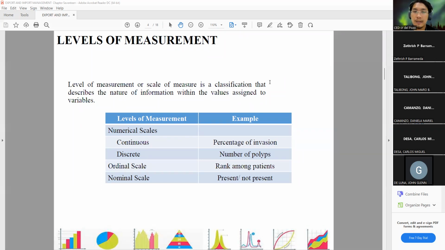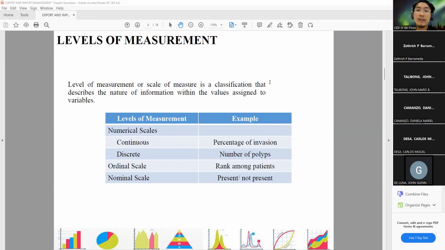Explain natin yan later. But for example, if you want to discuss the nominal scale, examples are present, not present, on and off, male and female. So yun yung example na nominal scale. For ordinal scale, we have the rank among patients, like valedictorian, salutatorian, honorable mention, yun mga example.